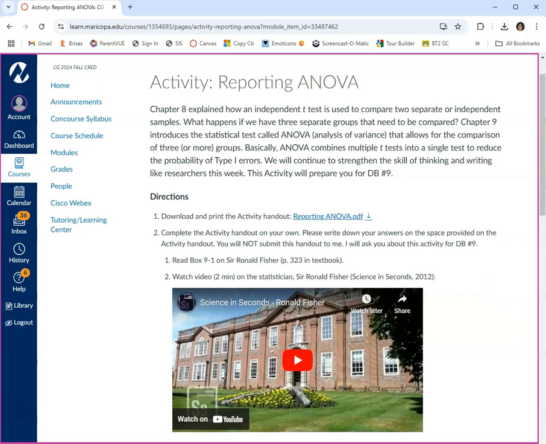This week's activity is on reporting ANOVA. We will continue to strengthen the skill of thinking and writing like researchers this week. This activity will give you an opportunity to practice writing summary and interpretation statements for a hypothesis test with a one-way ANOVA. Each student will be assigned 1 sample research study to work on and share their statements with the class in discussion board number 9. The activity handout is available here and also in your course packet. You'll complete the activity handout on your own by writing the answers in the space provided on the activity handout.